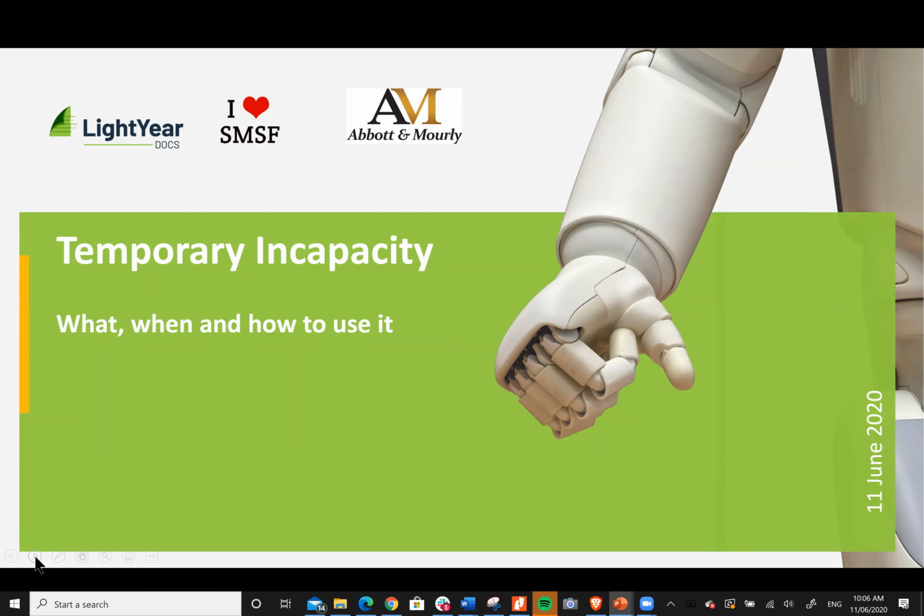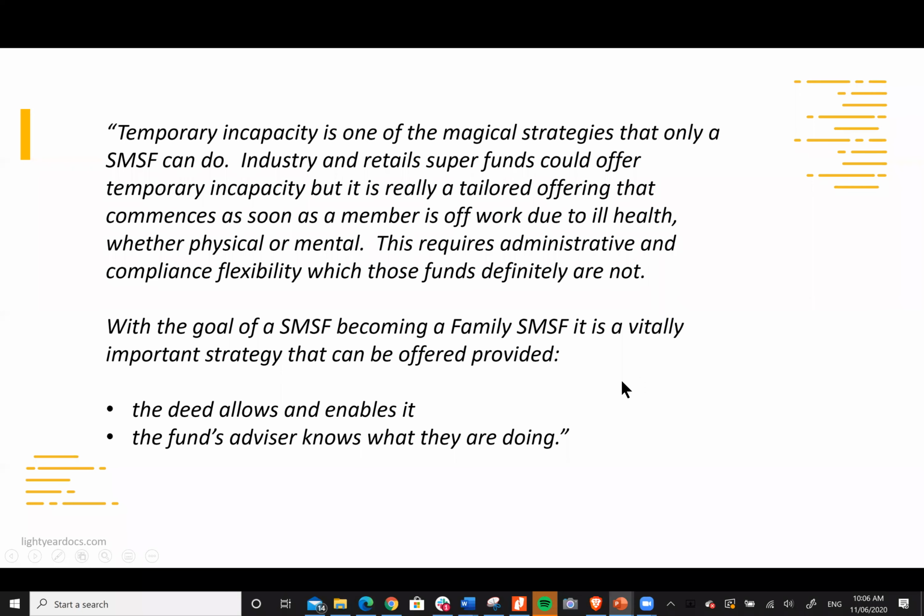Anyway, let's move on from there. Temporary incapacity is, I think, a fantastic strategy, and COVID really hits us bang in the face with it sitting there. The numbers were not what we expected: the hundreds of thousands of Australians dead never appeared, and it wasn't as bad as we first thought. But again, it gives us that idea about the incapacity side of things. So I want to explore exactly what that is. Industry and retail super funds could offer temporary incapacity, but as you start to see, it's very flexible, it's very malleable, and really we need to get it to operate.